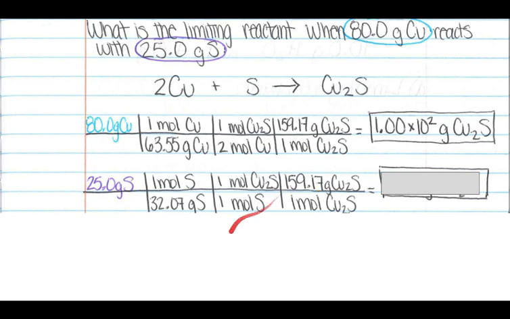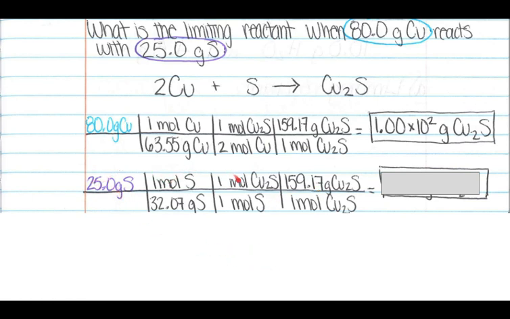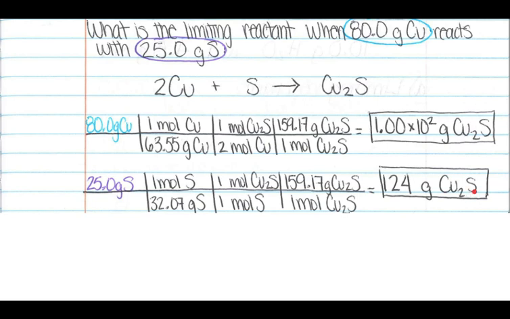159.17 grams. Okay. So I'm going to take 25 times 1 times 1 times 159.17. I'm going to divide that by 32.07. Okay, and then times 1 is the same thing, so we're good. All right, in this case, I get 124 grams of copper sulfide.